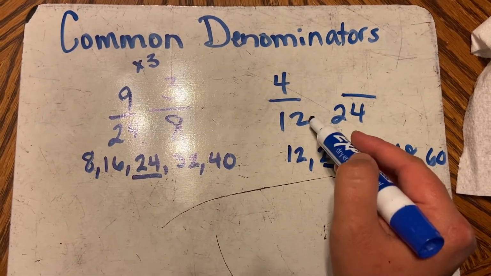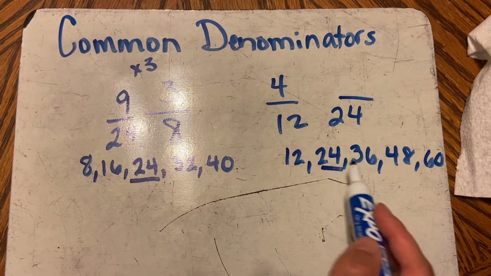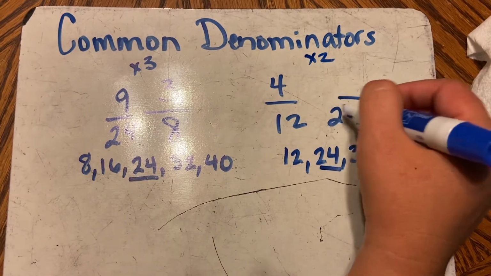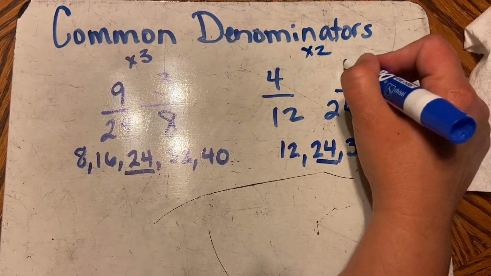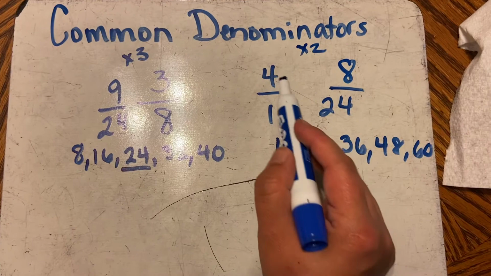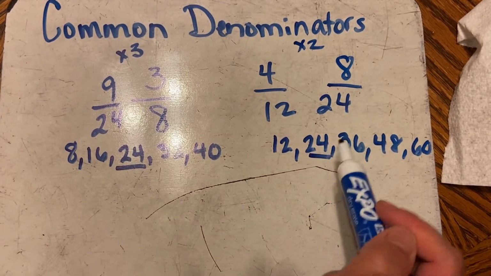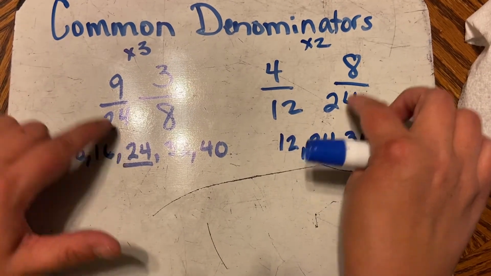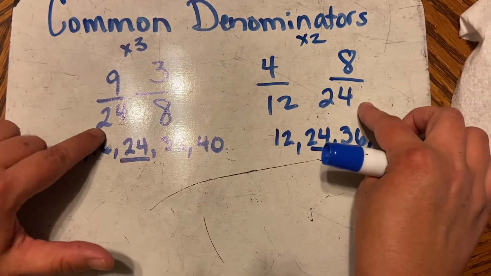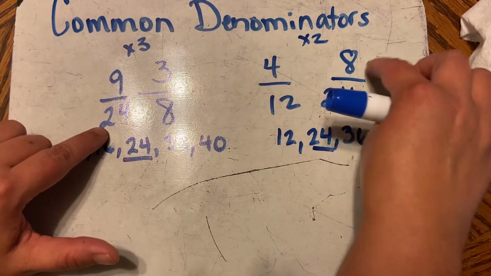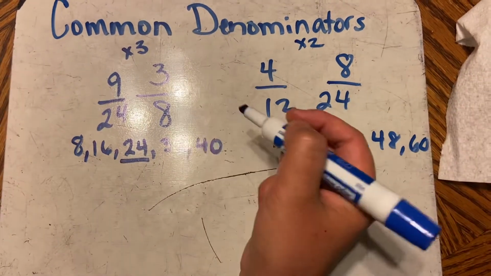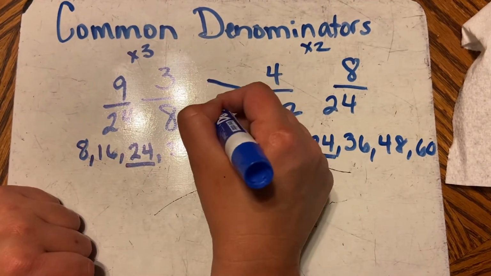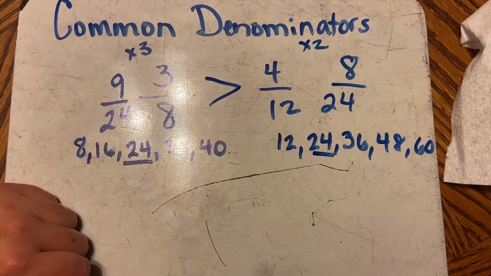Let's do the same thing over here. What do I multiply by 12 to get 24? Well, multiply it by 2. That was my second multiple. So 12 times 2 is 24. 4 times 2 is 8. So an equivalent fraction for 4/12 is 8/24. Now I can look at these two that have the same denominator and just look at the number on top to see which one is bigger. What's bigger, 9/24 or 8/24? 9/24, of course. So that means that 3/8 is greater than 4/12.